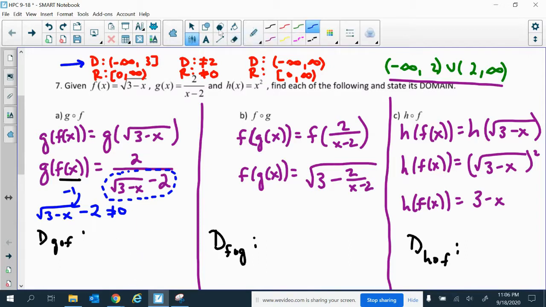So negative 1 is something that actually restricts my domain even further. So I can't just say negative infinity to 3. I have to say I have an even further restriction: negative infinity to negative 1.